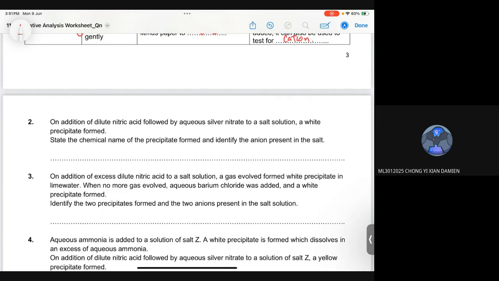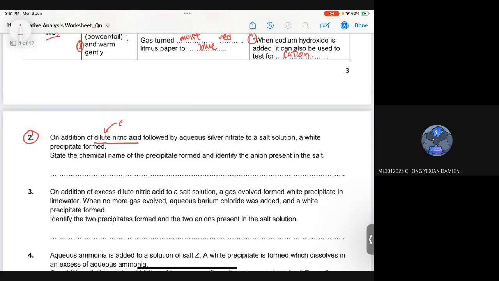First thing, question 2. I add dilute nitric acid. What is this testing for? Anyone can tell me? If I just add dilute nitric acid, what is the anion that I'm testing for? Carbonate. Good. So actually adding acid is a test for carbonate. But normally in the question, if they don't say just add nitric acid, they say add nitric acid followed by something else. This one here is actually the main thing: nitric acid followed by aqueous silver nitrate.